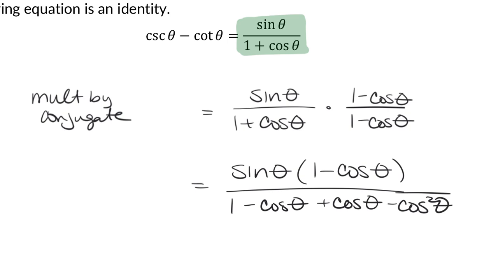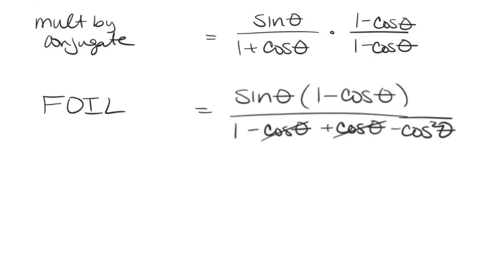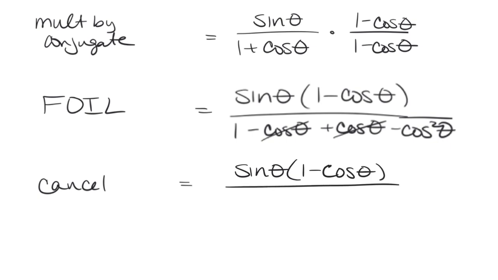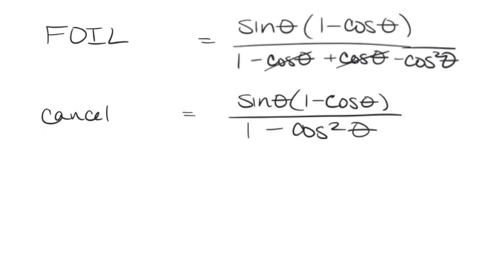Just like last time, after we FOIL that denominator, we have positive cosine and negative cosine in my denominator, so it cancels out. And so I'm left with sine of theta, 1 minus cosine of theta, all divided by 1 minus cosine squared of theta. These steps have kind of followed the same thing. The reason we multiply by the conjugate is to get that difference of two squares, which also allows me to use the Pythagorean identity. What is 1 minus cosine?